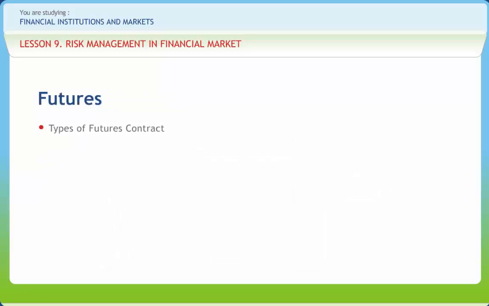Futures contracts may be classified into two categories. First is commodity futures, where the underlying is a commodity or physical asset, such as wheat, cotton, butter, eggs, etc. Second is financial futures, where the underlying is a financial asset, such as foreign exchange, interest rates, shares, treasury bills, or stock index. Next is risk management through futures.